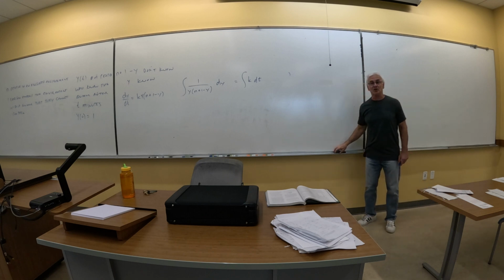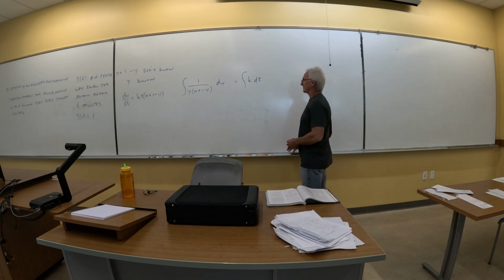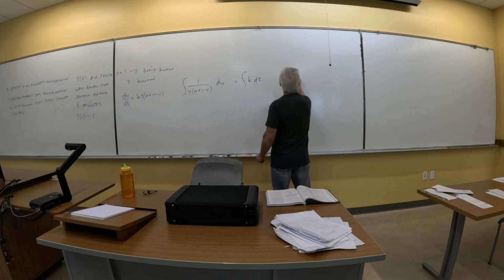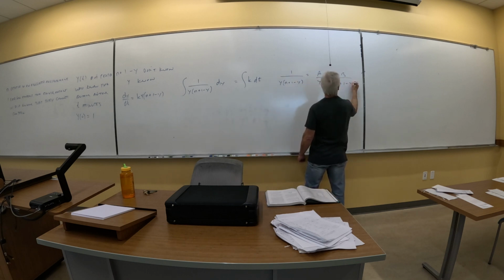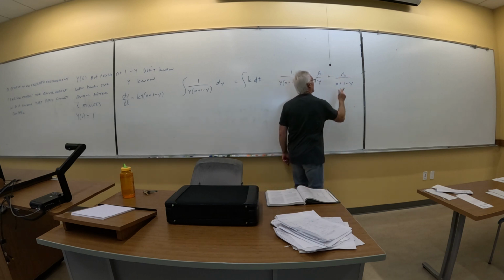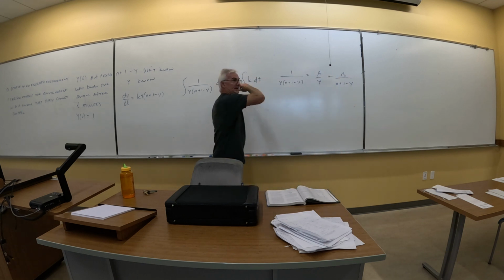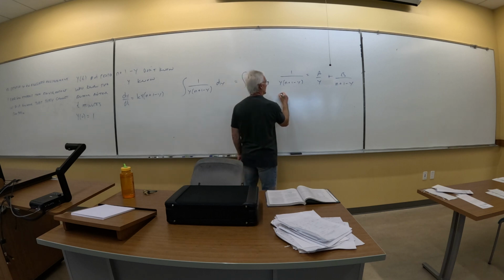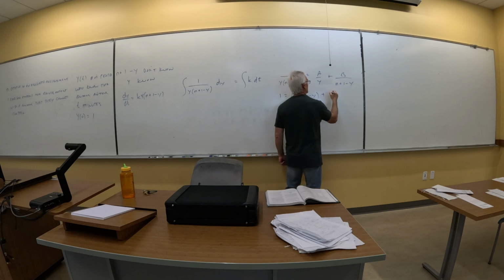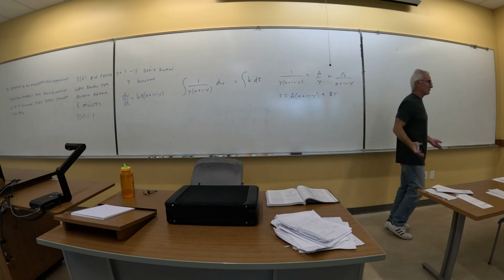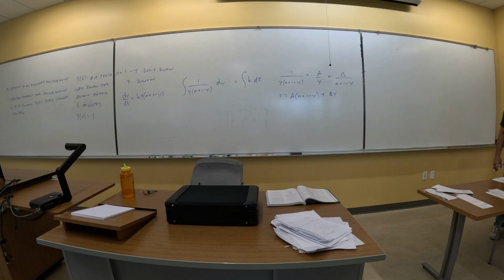Now, the coefficients are going to be horrible. I'm not worried about that. That doesn't bother me. So 1 over y times (n plus 1 minus y) equals A over y plus B over (n plus 1 minus y). Okay? So, when I put everything over a common denominator and then I equate coefficients, the next thing I'm going to write is 1 equals A times (n plus 1 minus y) plus B times y. Everybody good with that? That's not too bad.